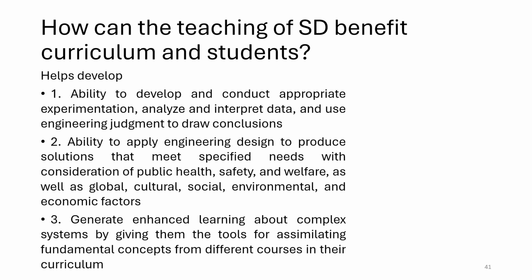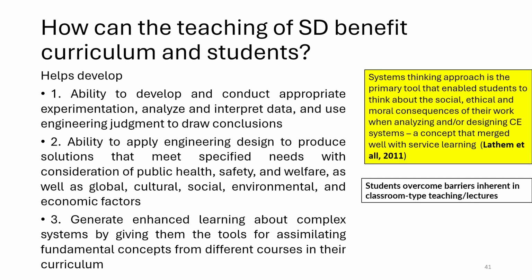What do I mean by complex? For example, a complex system is one in which the results are unpredictable. Sometimes they are counterintuitive, and you cannot solve the problem with one set of equations or many sets of equations. You have to simulate them. And I think you will find many instances in the literature where systems thinking has been appreciated as a primary tool that enables students to think about social, ethical, and moral consequences of what they are designing and constructing. And it can overcome some of the barriers in classroom-type teaching.